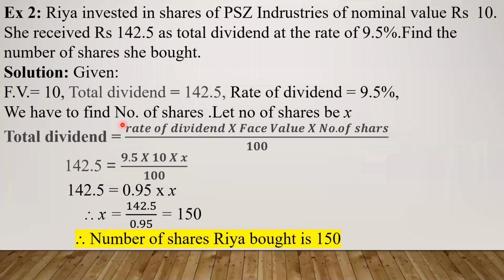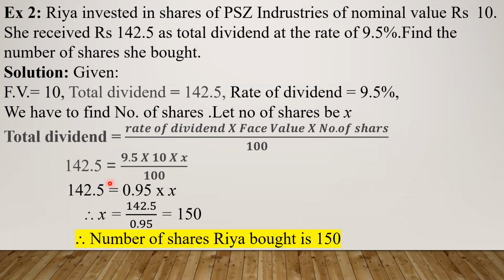See here, you are given total dividend, so we will apply the formula for total dividend. As you know, total dividend is equal to rate of dividend into face value into number of shares divided by 100. Put whatever is given to you. So you are given here total dividend, 142.5. So in place of total dividend, I will write 142.5 equal to rate of dividend, 9.5, into face value, 10, into number of shares. This I have to find out. So whatever you have to find out, you call it as X. So we have to find number of shares. Let number of shares be X. So in place of number of shares, I will put X, divided by 100.